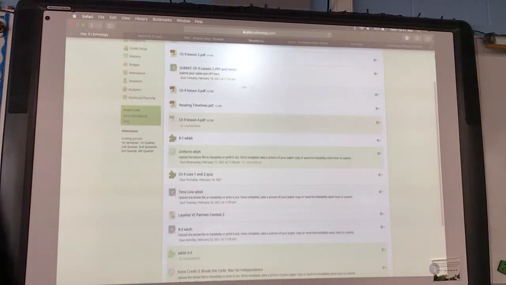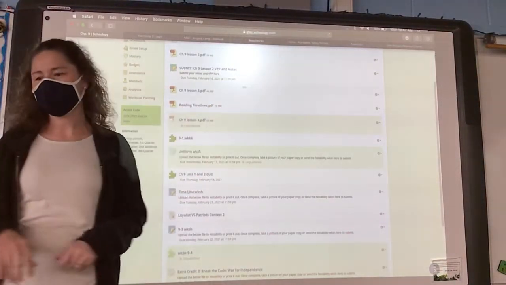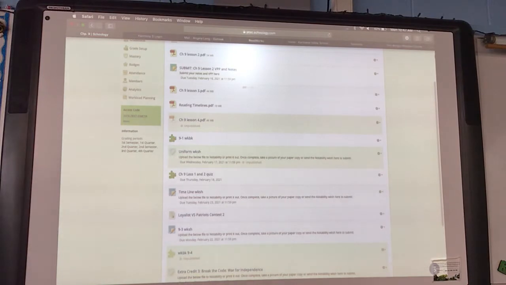Social studies today. We're going to look at this reading timeline PDF. On your iPad, if you could open that up. I'm going to take a peek at that for a couple of minutes. What's it called? Reading a timeline. Reading a timeline PDF is what we're going to open up here.